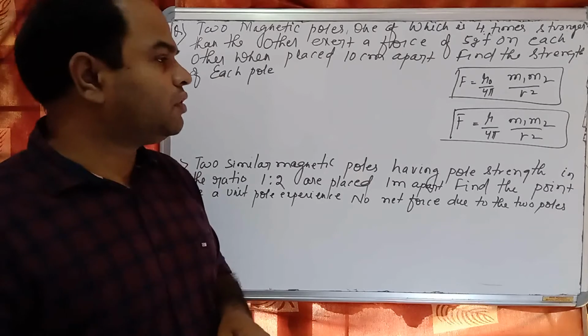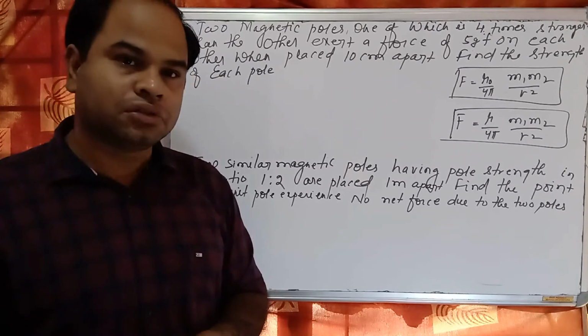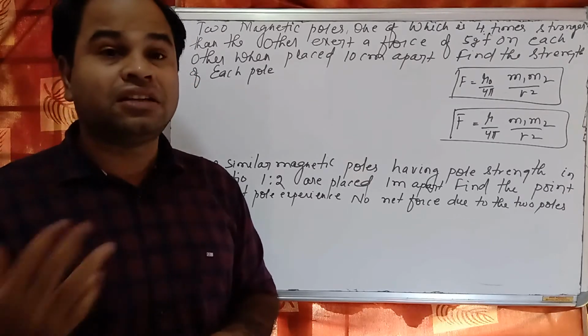There is a relation between mu and mu naught. We will discuss that later in this chapter.